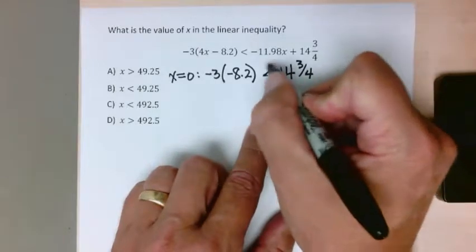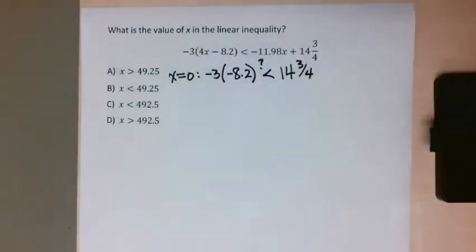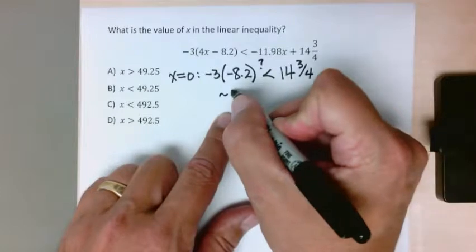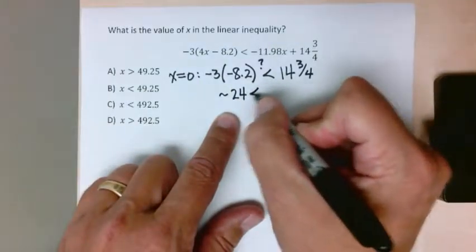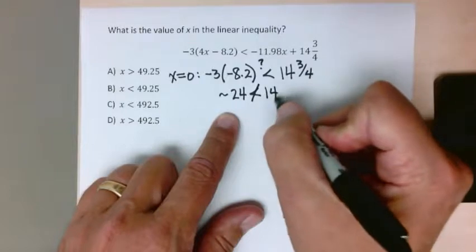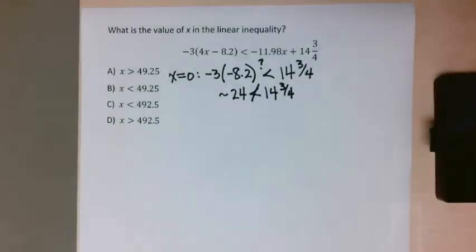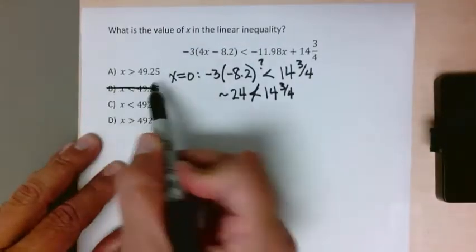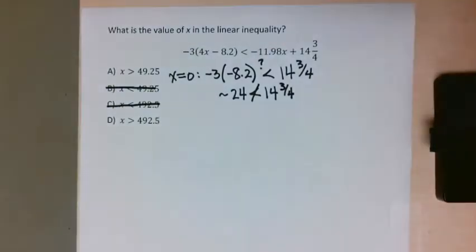And so the question is, is -3 times -8 and 2/10 going to be less than 14 3/4? Well, this is roughly 24. -3 times -8 is about 24, and I can already see that is not going to be less than 14 3/4. So 0 doesn't work. That means that answer B is not correct and answer C is not correct since 0 is less than both of those choices, 49 2/5 and 492.5. Now I only have 2 possible answers I need to worry about.